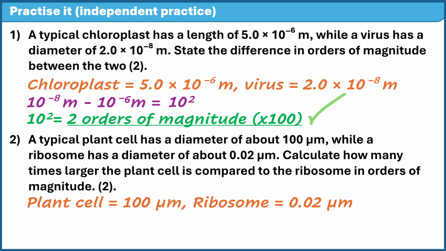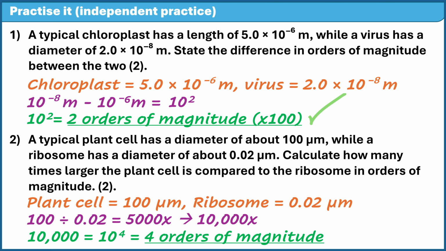For question 2, the plant cell is 100 micrometers and the ribosome is 0.02 micrometers. First, calculate how many times larger the plant cell is. 100 divided by 0.02 equals 5,000 times bigger. Next, round to the nearest power of 10. 5,000 rounds to 10,000. Afterwards, convert to orders of magnitude. 10,000 equals 10 to the power 4, which is 4 orders of magnitude. Another 2 marks secured. How did you do?